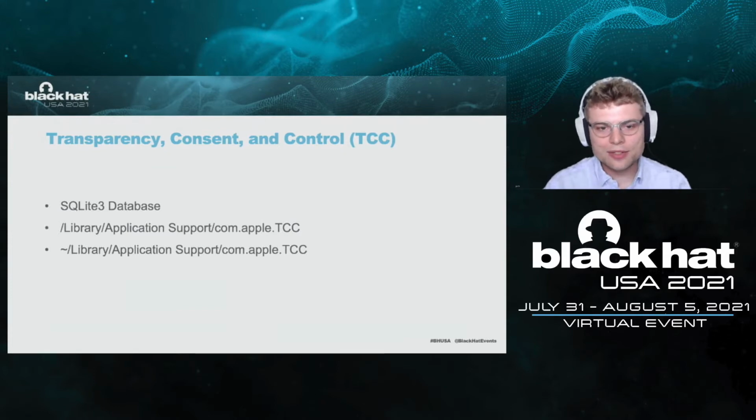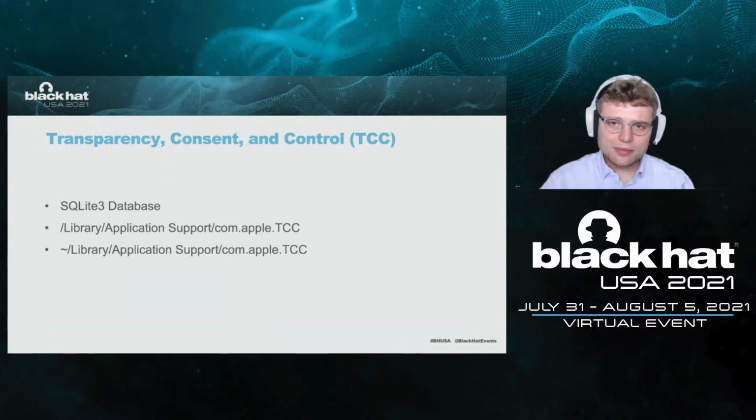The first database, the global one, contains the permissions to, for example, full disk access. But the second one, the per-user database, will, for example, control your camera and user-specific directories like desktop or contacts.